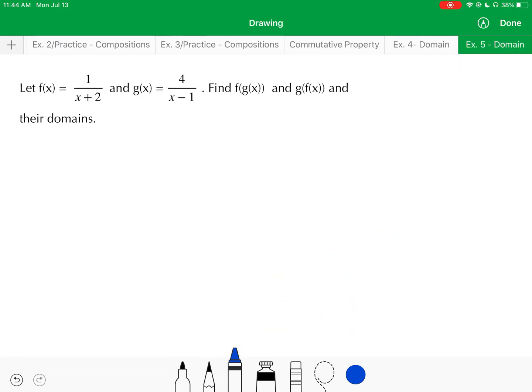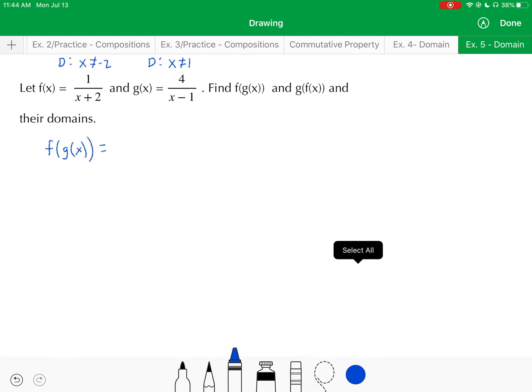In this example, both f and g are rational functions. We want to find compositions in both directions as well as the domains of each. I'm going to begin by looking at the domain of each of these individually. For f, the domain is any number except -2. And for g, the domain is any number except 1. Now let's do f of g of x first.